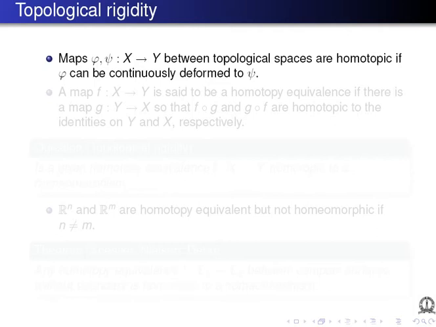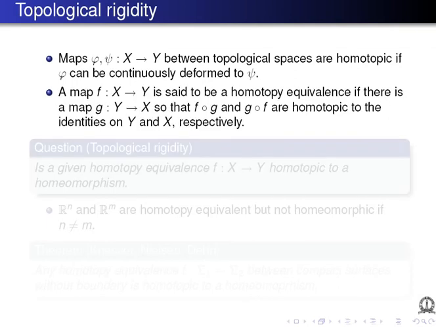So firstly, what is the question I'm concerned with? It's the general problem of topological rigidity. Maps between X and Y are homotopic if phi can be continuously deformed to psi. The basic idea of algebraic topology is you start treating maps that are homotopic as equal, and then when are spaces the same? Their spaces are the same if they're homotopy equivalent.